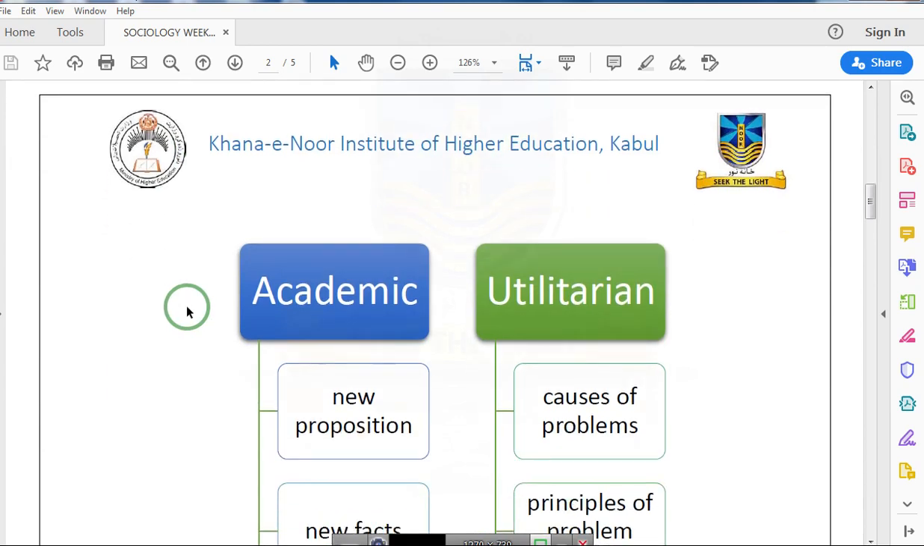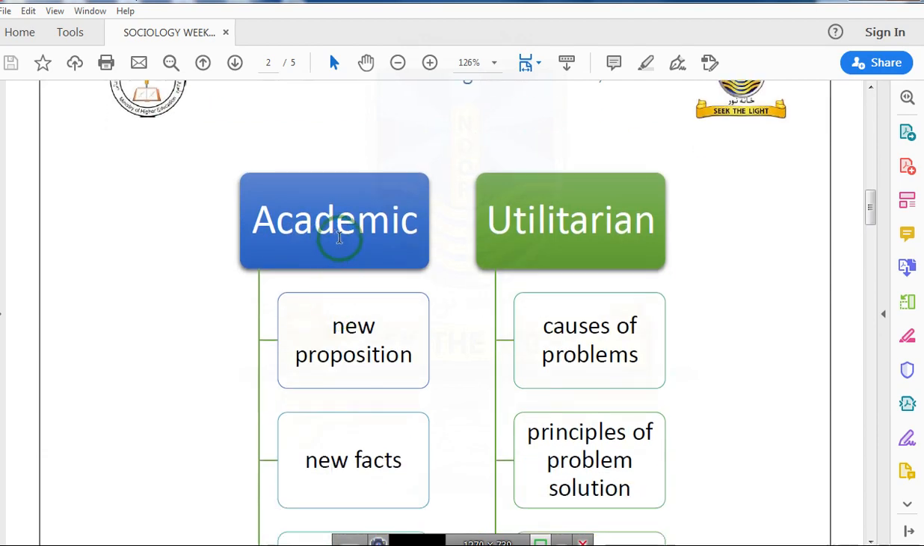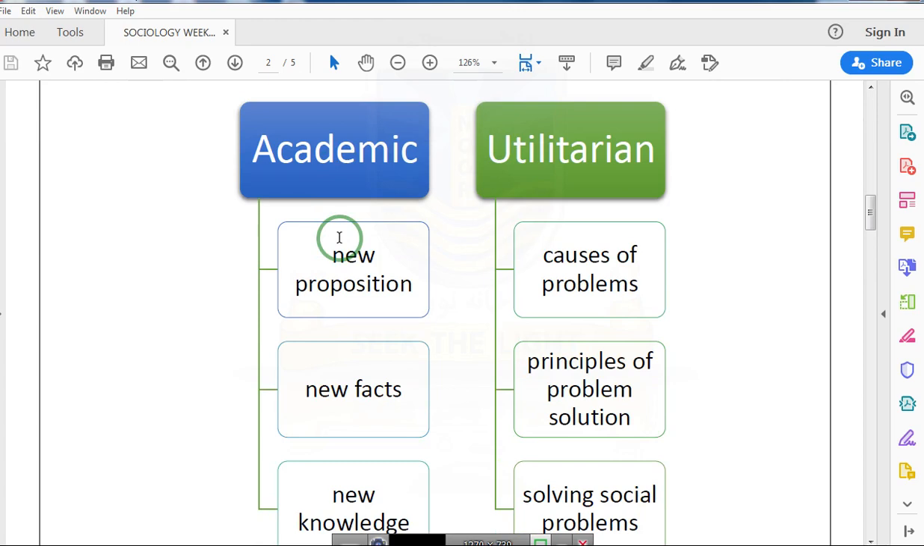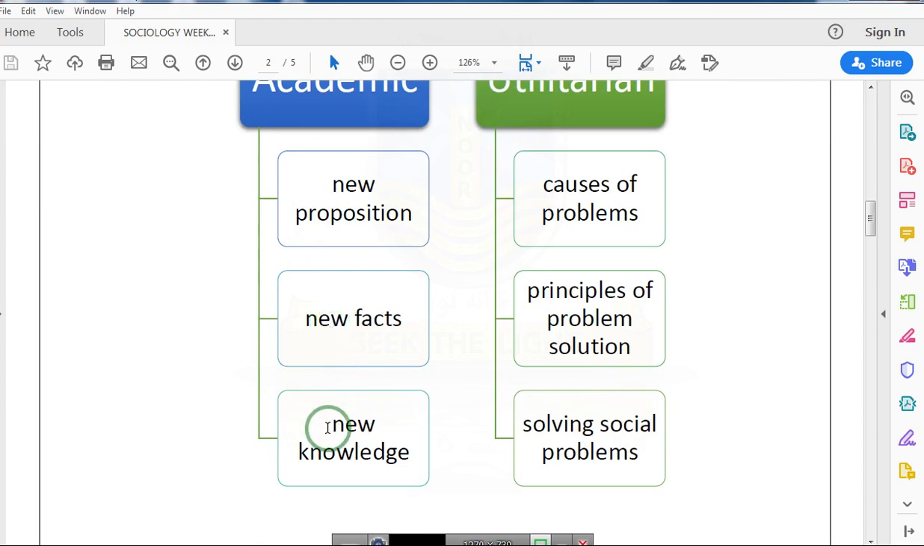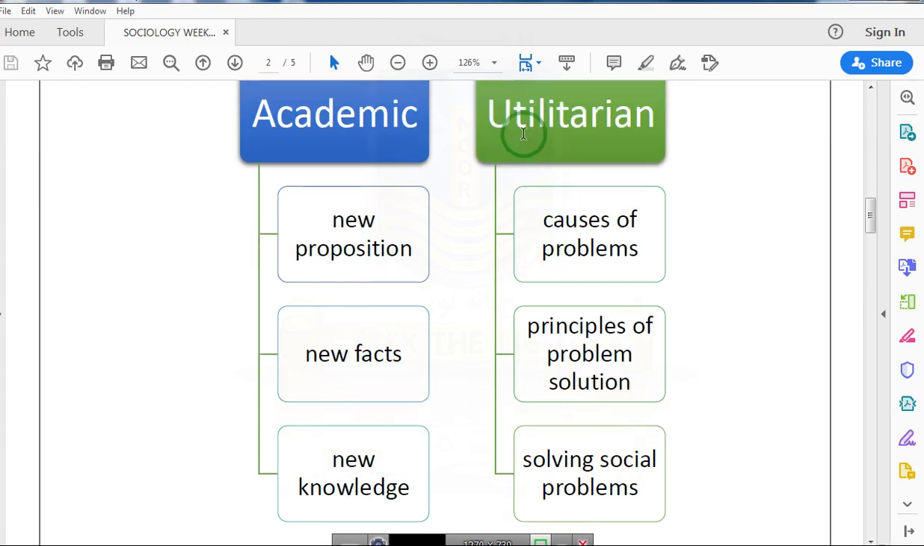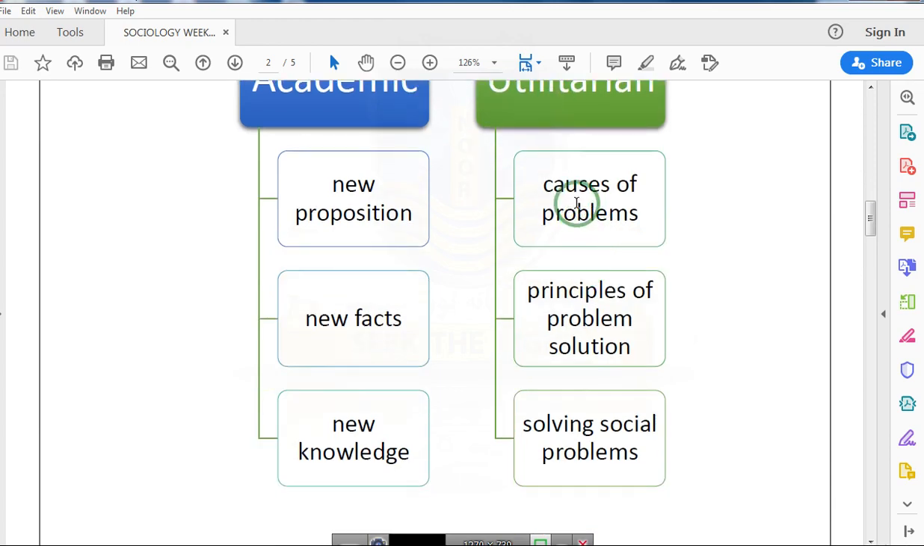Now, if we just go for a schematic or a diagram of the two, academic research in sociology would give us new propositions, new facts, and ultimately a new body of knowledge. If it is of utilitarian nature, sociological research of utilitarian nature would give us causes of problems, principles of problem solution, and solving social problems.